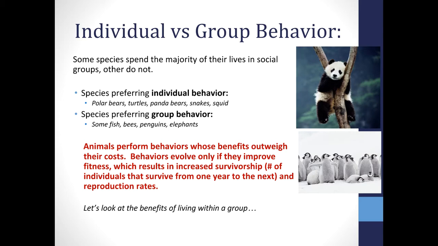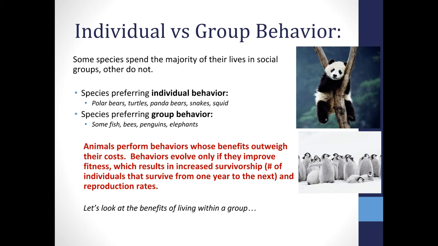So animals perform behaviors whose benefits outweigh their cost. Behaviors evolve only if they improve fitness. So if it became more beneficial for the panda bear to live in a group, then over many generations, that's what would occur. It would result in increased survivorship, the number of individuals that survive from one year to the next, and it would have to increase reproductive rates.